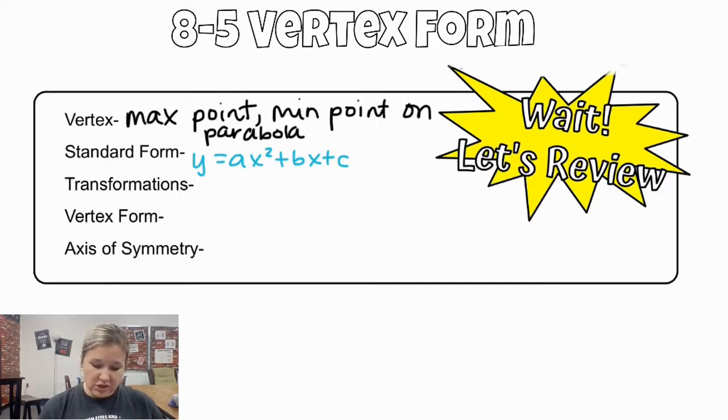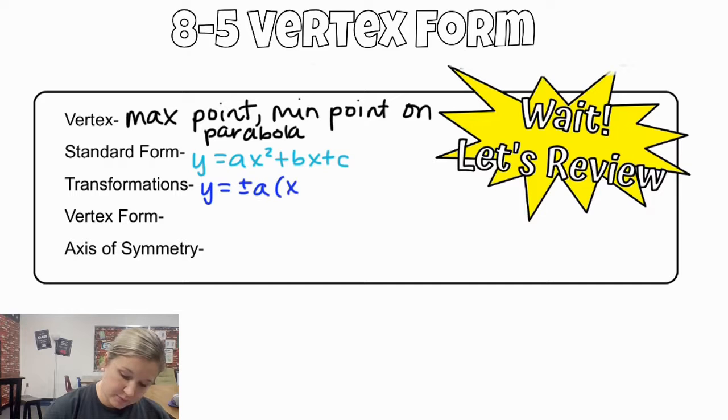The transformations, remember that we had, when we shift right or left or up or down, the vertex for the quadratic parent function is 0, 0. So any shifting right or left is going to change that vertex from 0, 0. And so that is going to be what our vertex form looks like. So our transformations, remember, we have y equals plus or minus a times x plus or minus h squared plus or minus k.